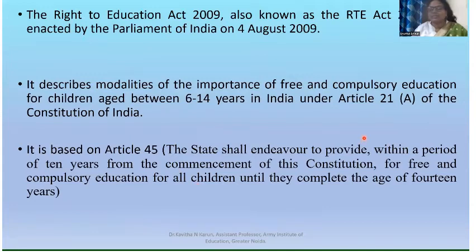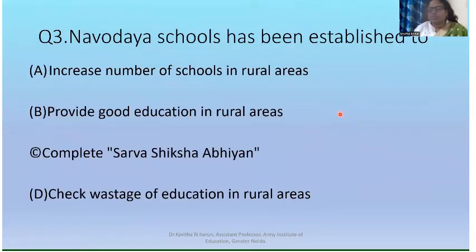Article 45 states that the state shall endeavor to provide, within a period of 10 years from the commencement of the Constitution, free and compulsory education for all children until they complete the age of 14 years. So it is based on Article 45 also, and as a fundamental right, it comes under Article 21A. Then the next question is question 3.